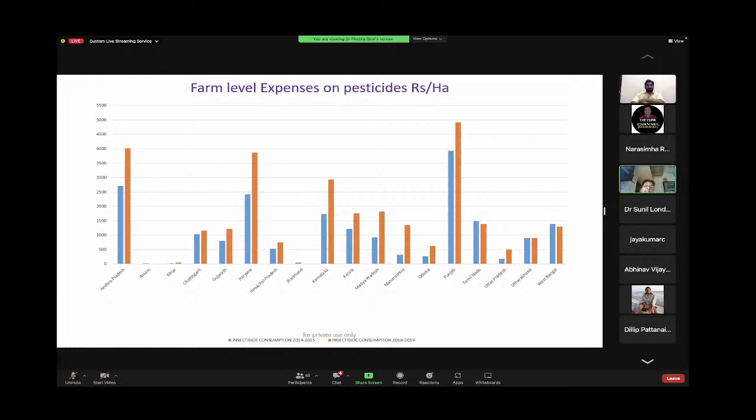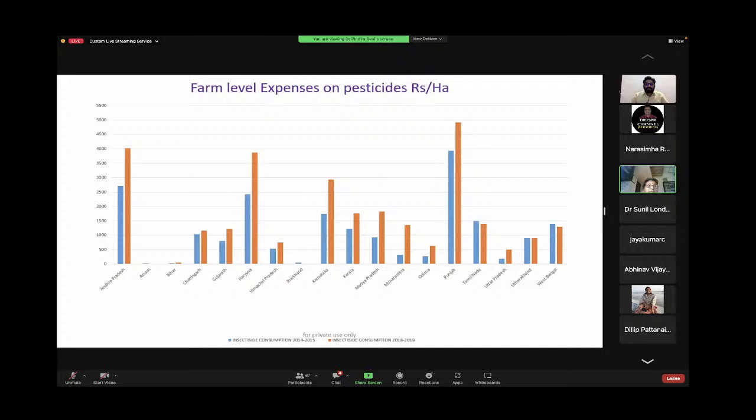But I just collected the data on the cost of insecticides across the states of India. It is based on the report of the cost of cultivation studies by the Commission on Agriculture Cost and Prices. So if you look at the two graphs, you can see that in most of the cases, the cost on insecticides is increasing. The blue graph is for 2014-15, and the orange one is for 18-19. So even during a very short span of time, there is an increase in cost of insecticides at farm level.